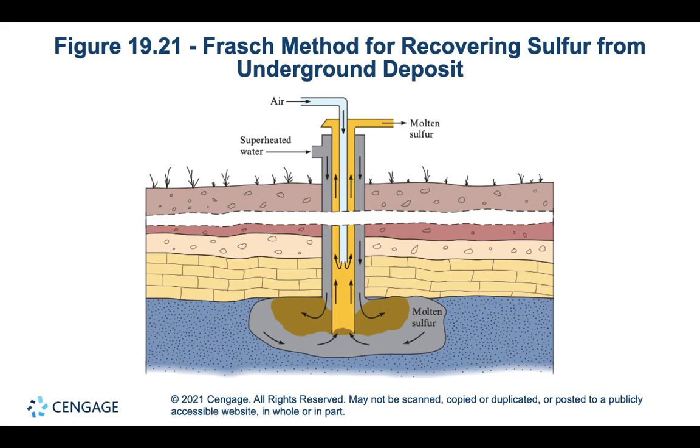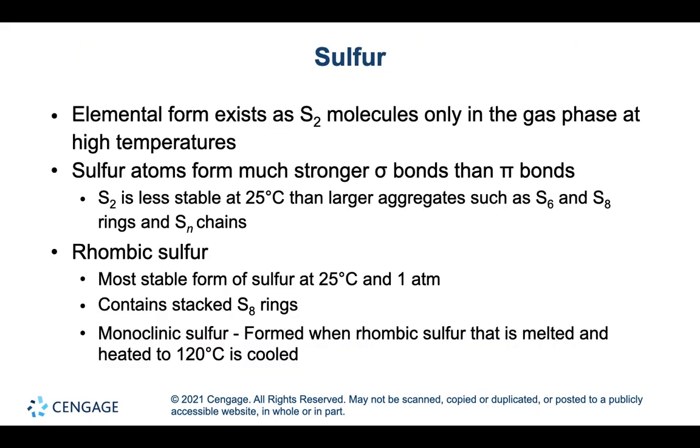So the Frasch process is you recover the sulfur from an underground deposit by pumping superheated water down, melt the sulfur, and the sulfur comes up and can be pumped out. S2 molecules would be sulfur gas. It has stronger sigma bonds than pi bonds, so it's less stable. It's more stable in the form of S6 or S8, or chains of sulfur.